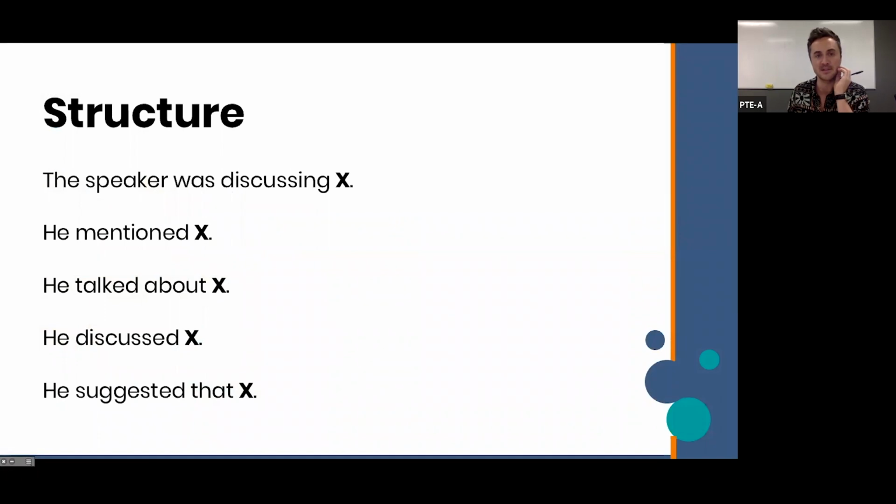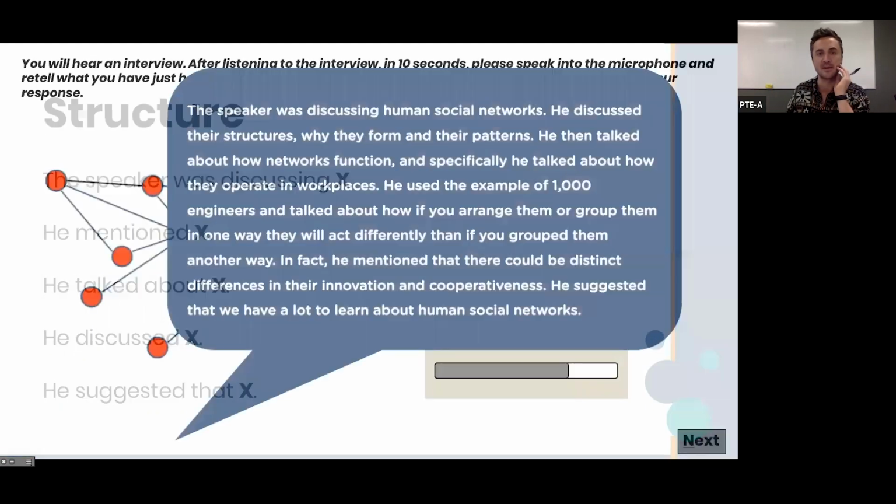That is, the speaker was discussing X, as in the topic: physics, chemistry, education, fashion, whatever it is. He mentioned keyword. He talked about keyword. He discussed keyword. He suggested that, or he concluded by saying keyword. Okay, this is my basic structure. I'm going to flesh it out and make it more sophisticated.